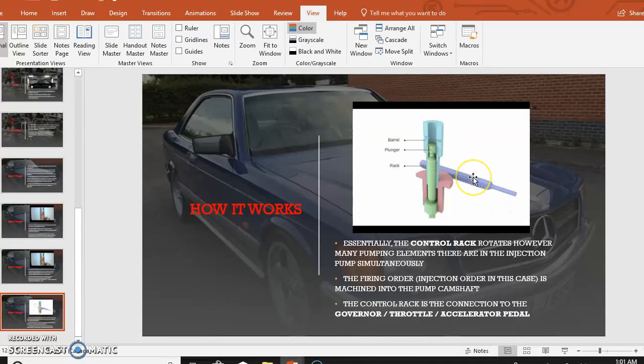This control rack would be attached to the governor, the throttle, and the accelerator pedal. So the mechanical advantage that the lever has on this control rack will be controlled by the governor, depending on engine RPM, and then the actual governor, the throttle lever, will be connected to your accelerator input. I hope this helps. Again, this is just a brief overview. We will discuss these in more detail once we reconvene in class.